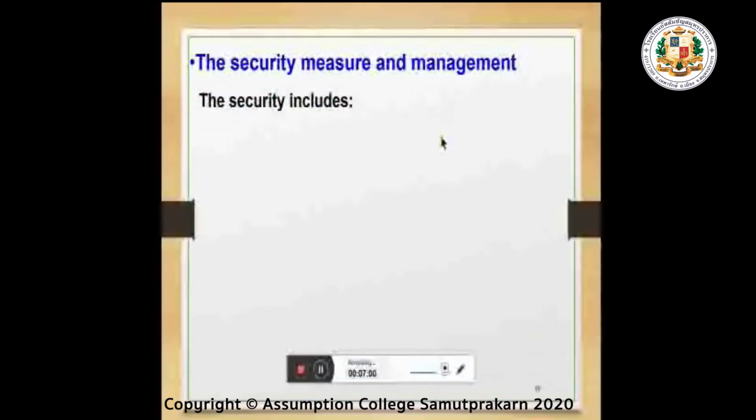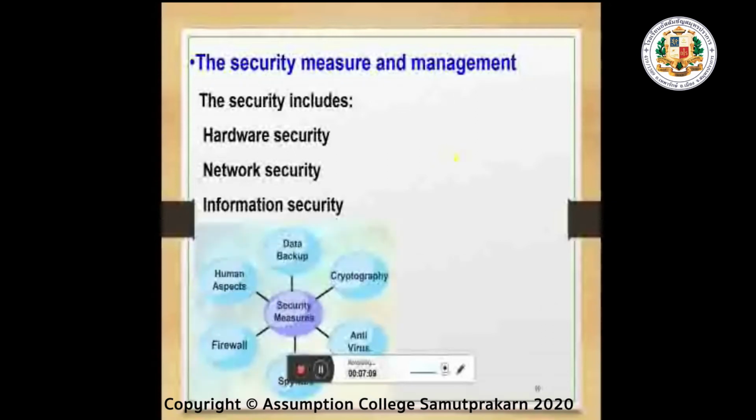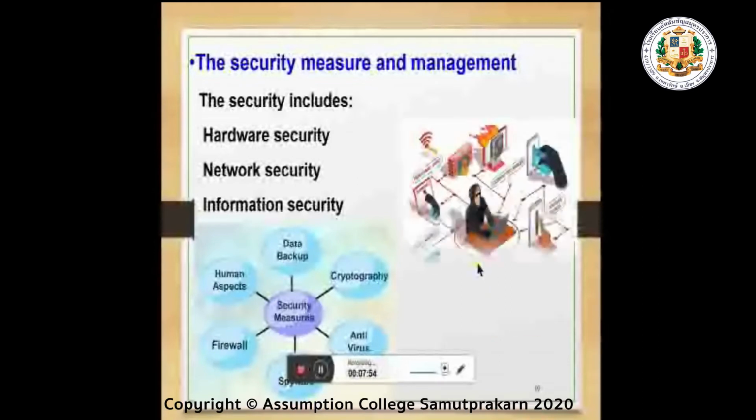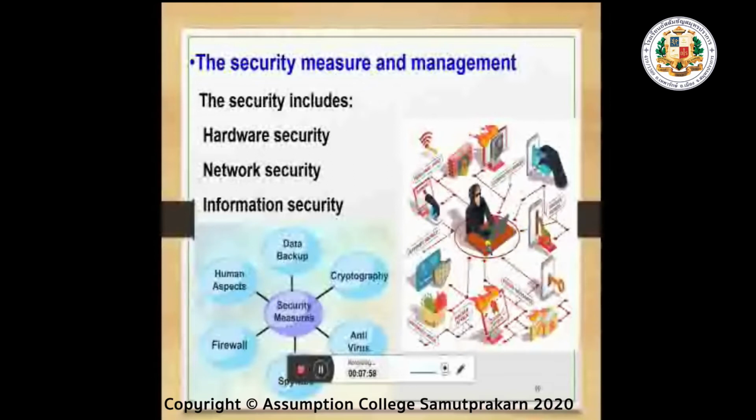So for security measures and management, it includes hardware security, network security, information security, and here is an image or a diagram to show you other factors or aspects included for security measures. So one is the human aspect or the people users, and then it must have data backup to keep copies of files, and then cryptography to encrypt or to secure the data information, and then it must also use firewall, spyware protection, and antivirus. That is to protect from thieves and misuse of information from the computer system.